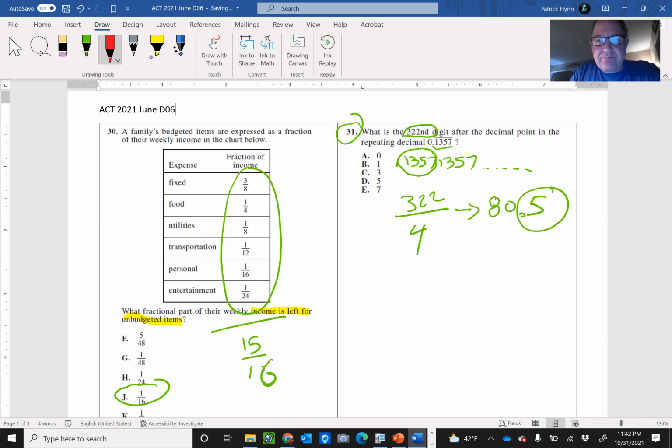Well, that would mean a three would be left, right? Because that means we would have the 13 there. That's half of what is left, right? 0.5.